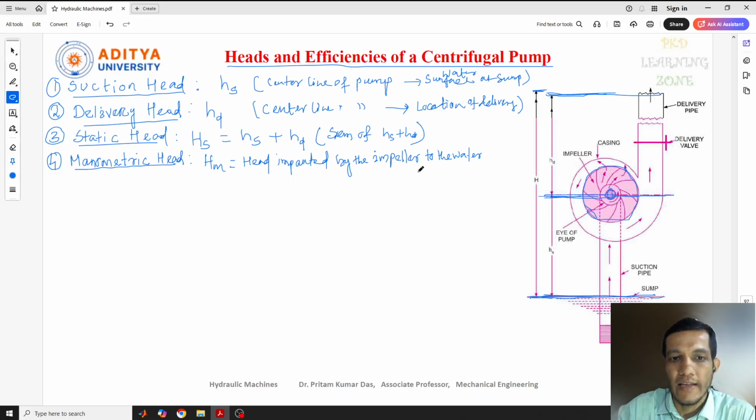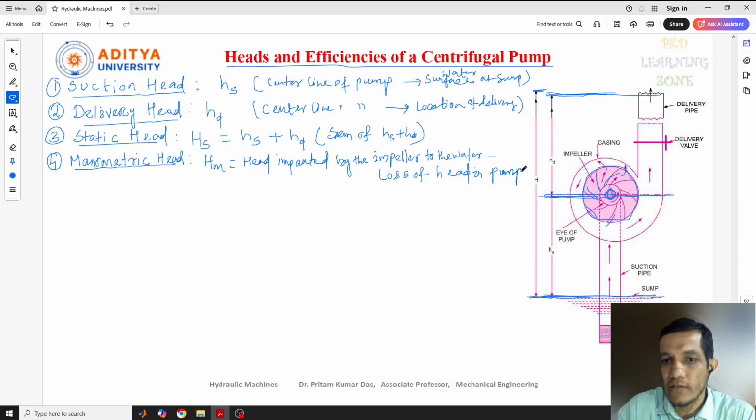So here is the head imparted by the impeller to the water. Water is first lifted, then it strikes at the eye of the pump, or at this point the impeller, then it moves like this through the vanes. Anyway, manometric head is nothing but the head imparted by the impeller to the water minus the loss of head in the pump.